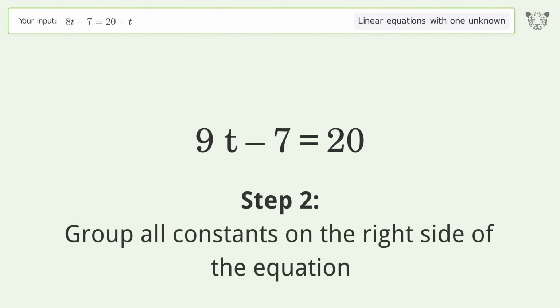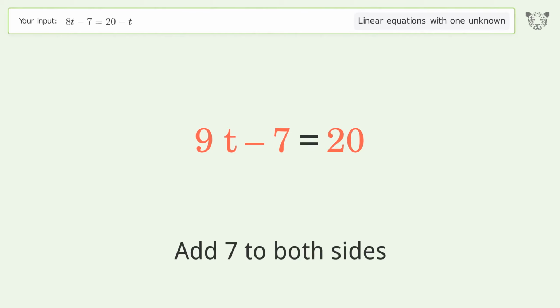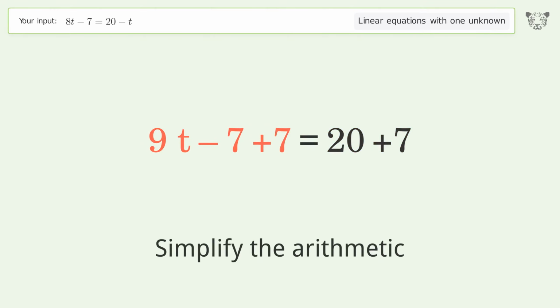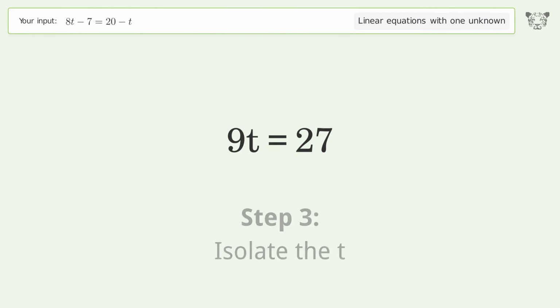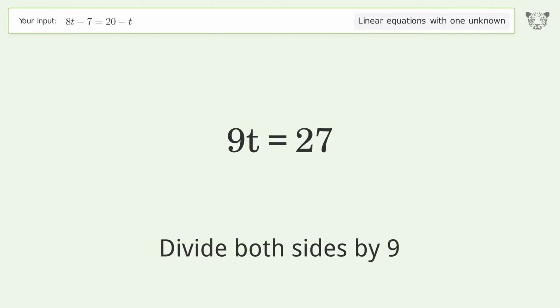Group all constants on the right side of the equation. Add 7 to both sides. Simplify the arithmetic. Isolate the t. Divide both sides by 9.